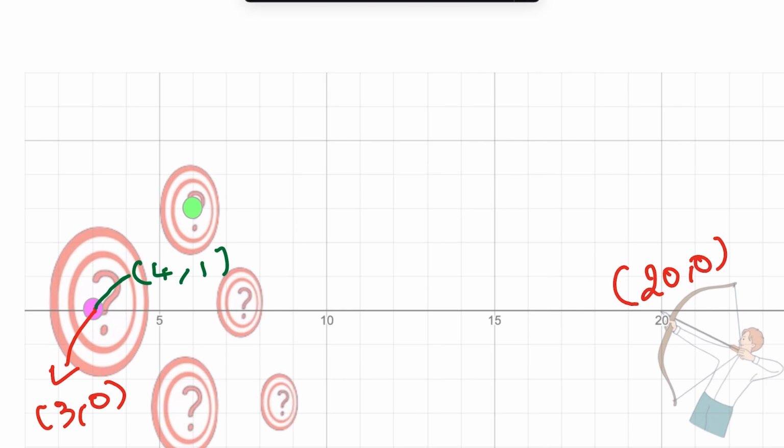For this graph, I found the vertex using the maximum function on my GDC, which is (11.5, 4.52). Let me mark this point here and draw the curve.